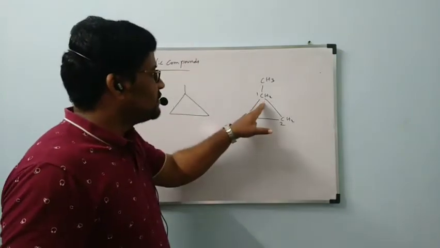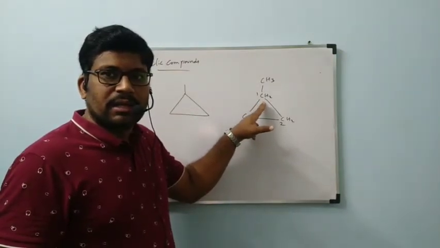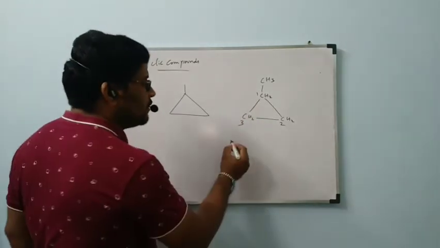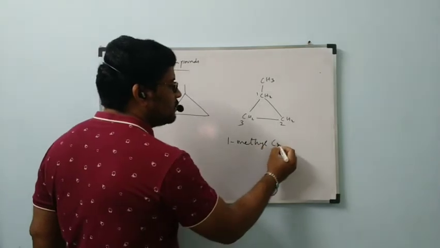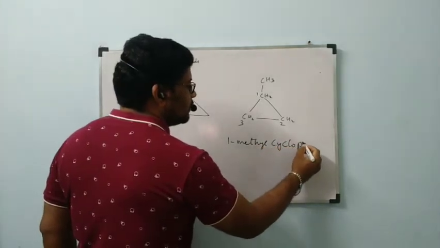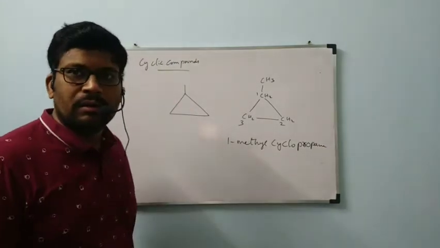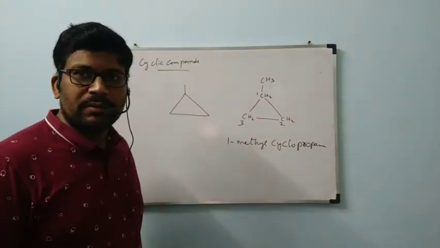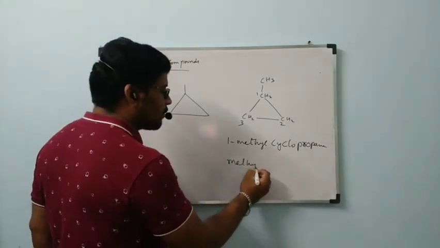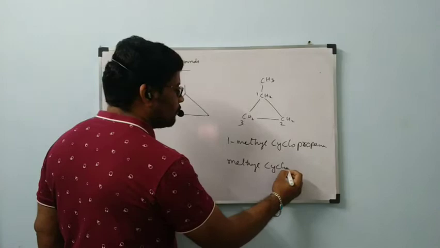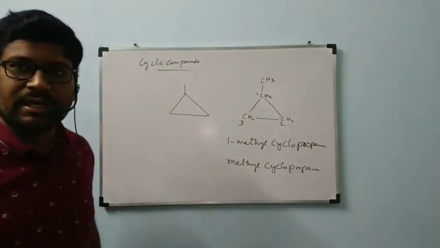Now this one must get the least number 1. Then the name of this compound will be 1-methylcyclopropane. When there is 1, no need to say that 1. So methylcyclopropane.